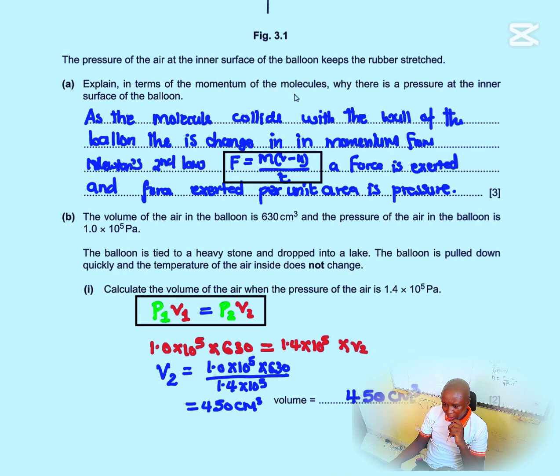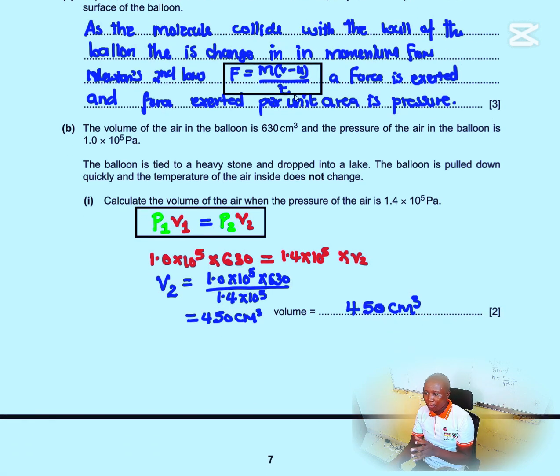In the event that you are told the volume of air in the balloon is 630 and the pressure of the air is 1.0 times 10 raised to the power 5 pascals, and the balloon is tied to a heavy stone and dropped into a lake, pulled down to the floor, then the pressure at that point is 1.4 times 10 raised to the power 5 pascals. We are supposed to calculate the volume of the air at that pressure. We are going to use the formula P1 times V1 equals P2 times V2.